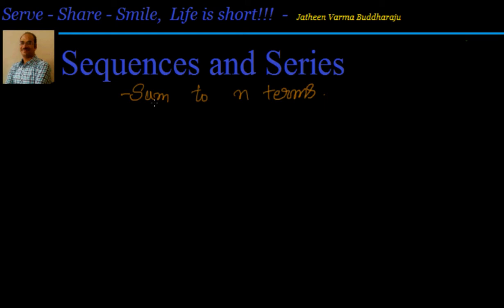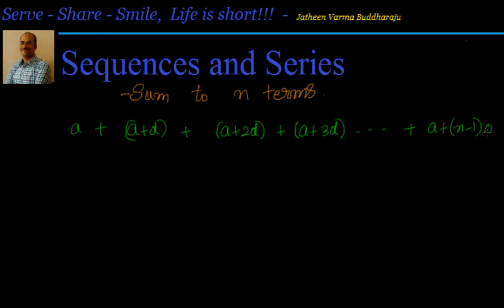In this session, we will try to understand how to find out the sum to n terms of an arithmetic series or progression. For that, let me take a simple arithmetic series. I will say a plus d, a plus 2d. We know that, right? This is how the arithmetic series looks, because we should have a common difference, and let us say a plus n minus 1 into d. This is what we know.